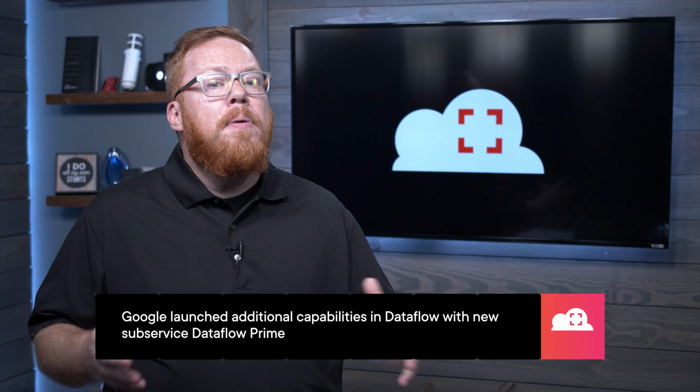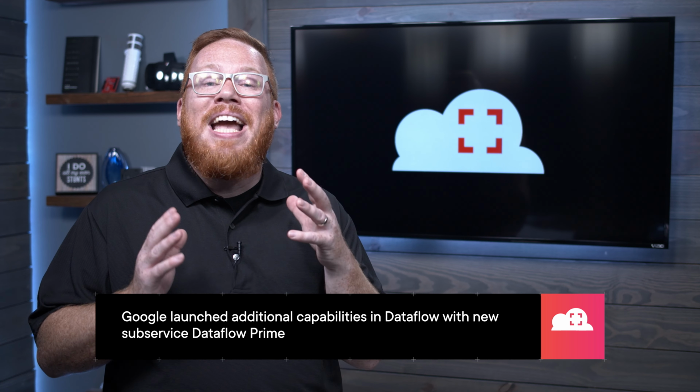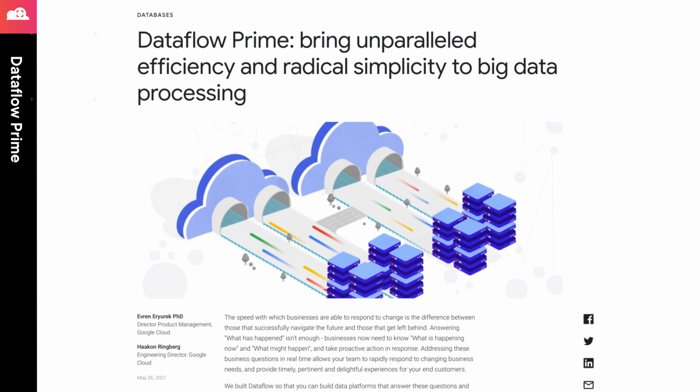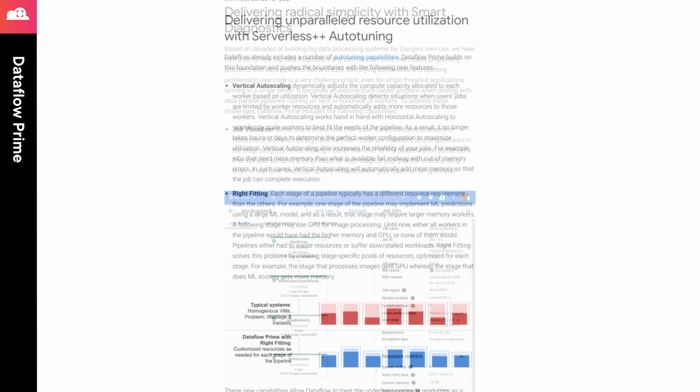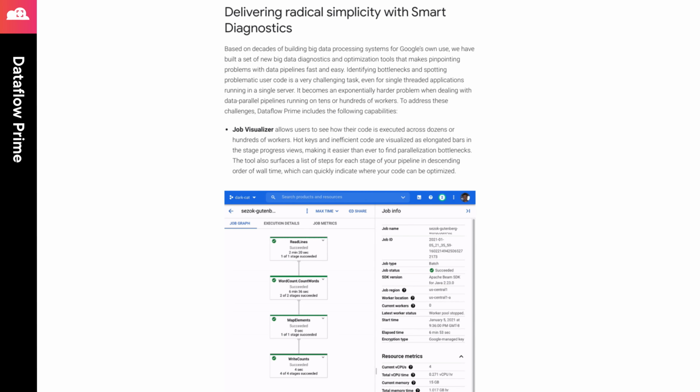Our final featured announcement is a new subservice for Dataflow called Dataflow Prime. It builds on the serverless no-op approach to Dataflow by enabling additional automated capabilities for managing your data processing pipeline. This includes the ability to leverage vertical autoscaling along with the horizontal autoscaling that is already supported in Dataflow. You also can leverage right fitting, which will enable a custom resource configuration for each stage of the pipeline. In addition, there are new diagnostics tools as well that help you make sure you're meeting your business objectives. Dataflow Prime will be available as a preview sometime in Q3 of this year. Stay tuned to Cloud Tracker and we'll let you know when you can test it out.